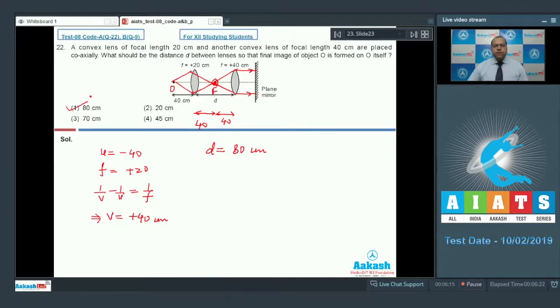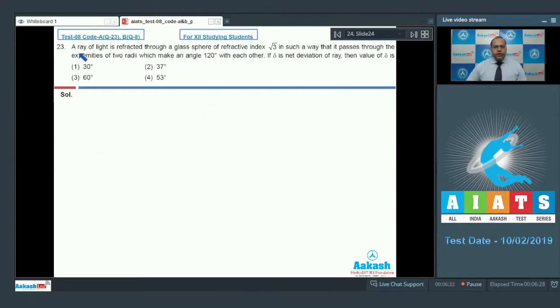Let's move to question number 23. In question number 23, a ray of light is refracted through a glass sphere of refractive index √3 in such a way that it passes through the extremities of the two radii, which make an angle 120 degree with each other. If delta is net deviation of ray, then value of delta is.